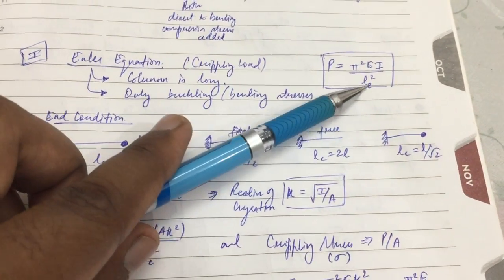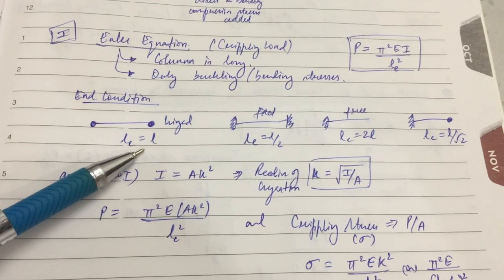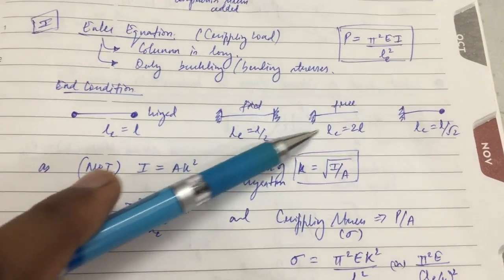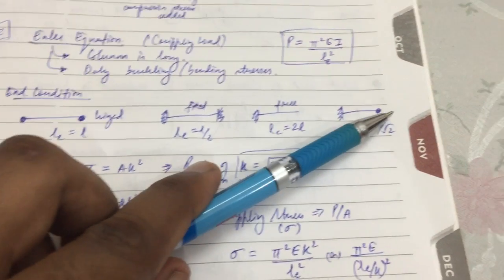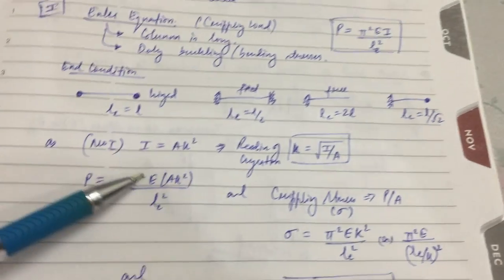So the end condition for this equivalent length is basically, if it is hinged, the length is L. If it is fixed, it is L by 2. If it is free, it's 2L. If it is fixed and hinged, it is L by root 2.